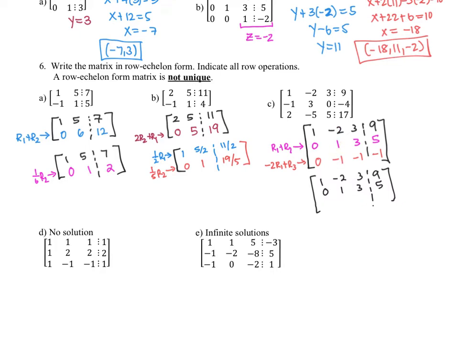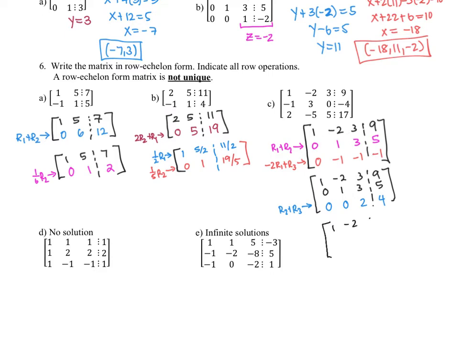So I'm going to add row 2 and row 3. They happen to look like they're going to cancel pretty nicely. So 0 plus 0, 1 minus 1, 3 minus 1, 5 minus 1. Okay, I'm almost in row echelon form. I just need to get a leading 1 right here. So I'm going to divide the last row by 2, and then it will be in row echelon form.